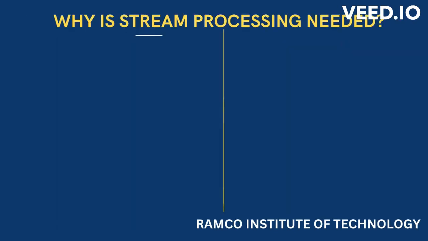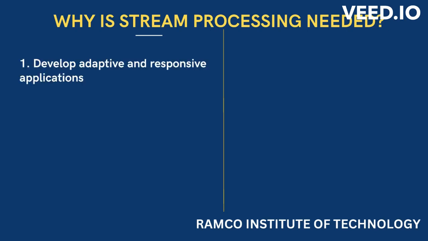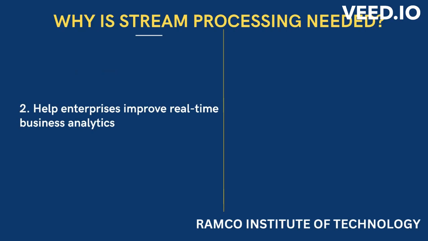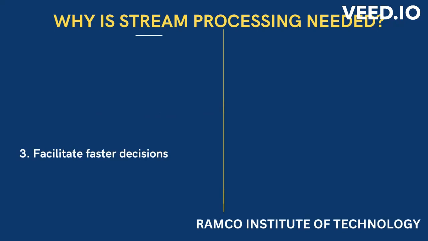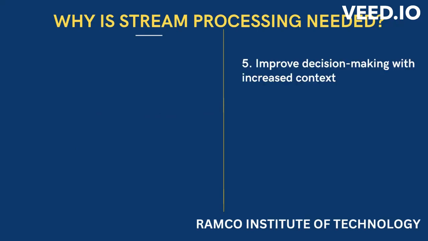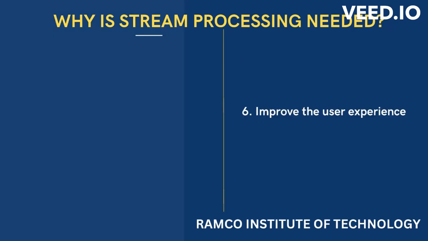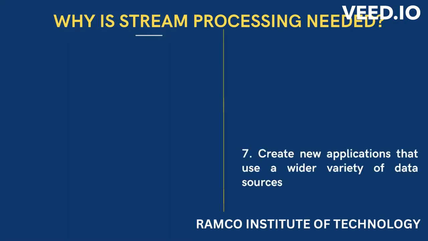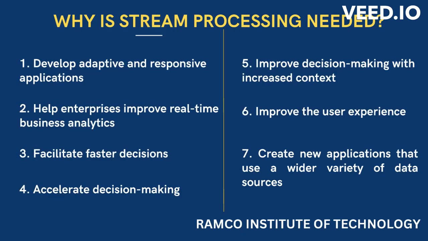So why do we need stream processing? There are seven reasons why we need stream processing. The first reason is to develop adaptive and responsive applications. Next is to help an enterprise improve real-time business analytics. The third is to facilitate faster decisions. Next, to accelerate decision making. Next, to improve decision making with increased context. Then, to improve the user experience. And finally, to create new applications that use a wide variety of data sources. So these are the seven reasons why we need stream processing.